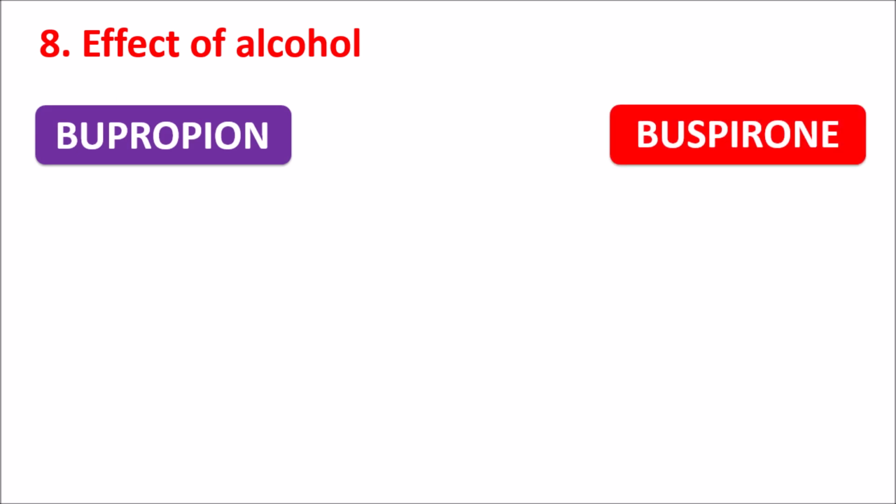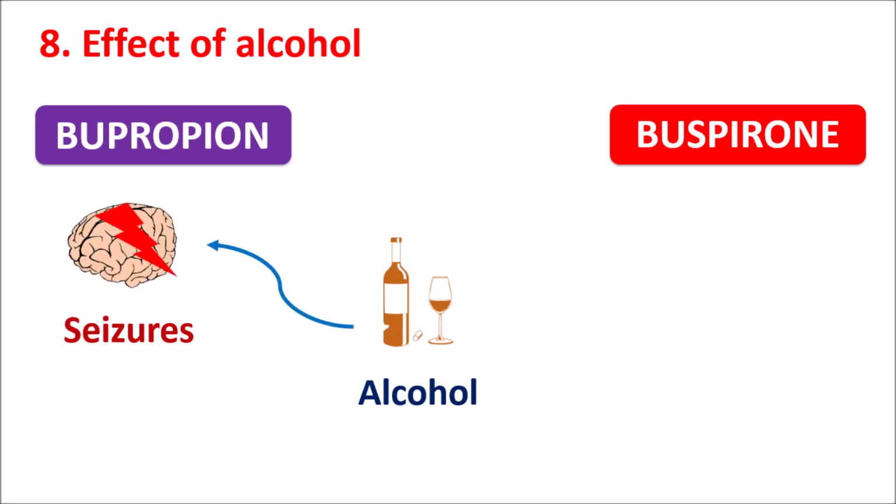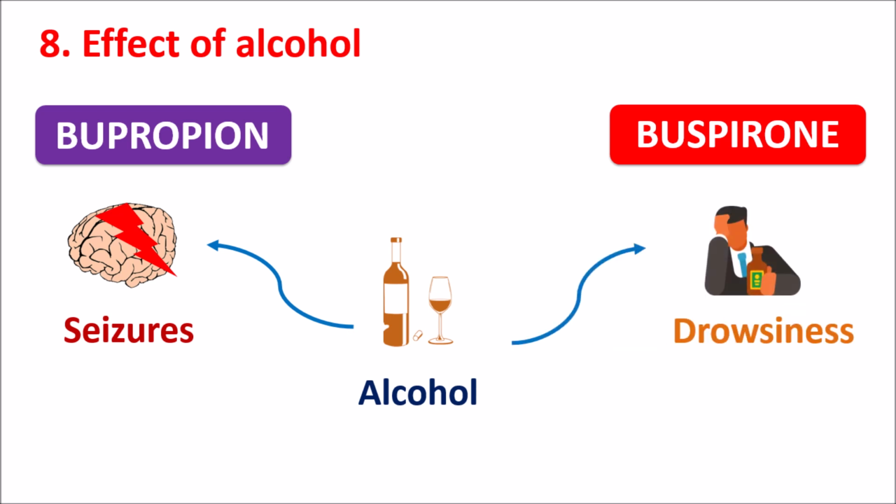Eighth one is the effect of alcohol. Since both bupropion and buspirone act centrally, they can also affect the activity of alcohol. Alcohol is a CNS depressant, so when it is combined with bupropion, it can increase the seizure induction. Similarly, when it is combined with buspirone, it can increase the drowsiness. Because of these effects of alcohol, it is recommended that alcohol should not be taken along with bupropion and buspirone.